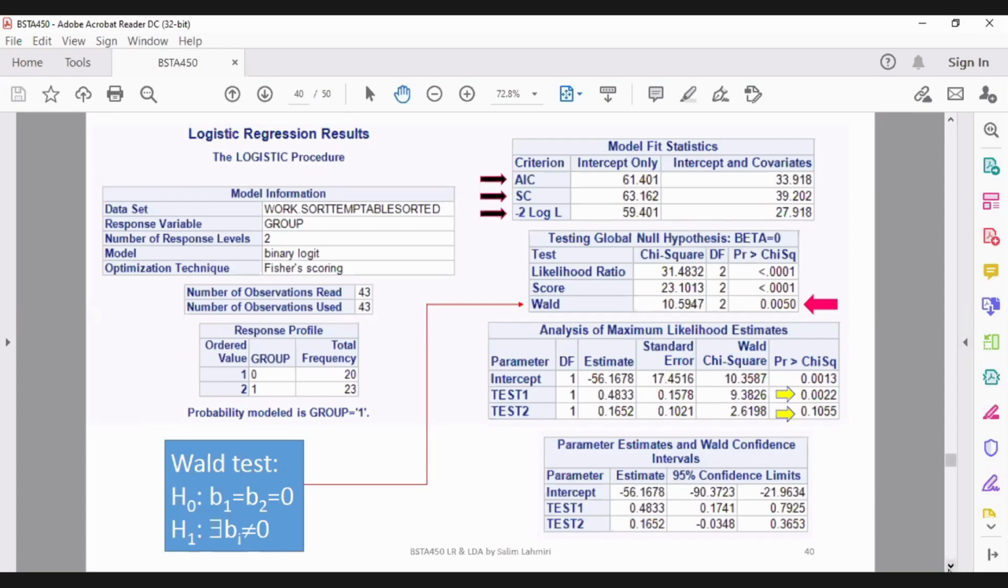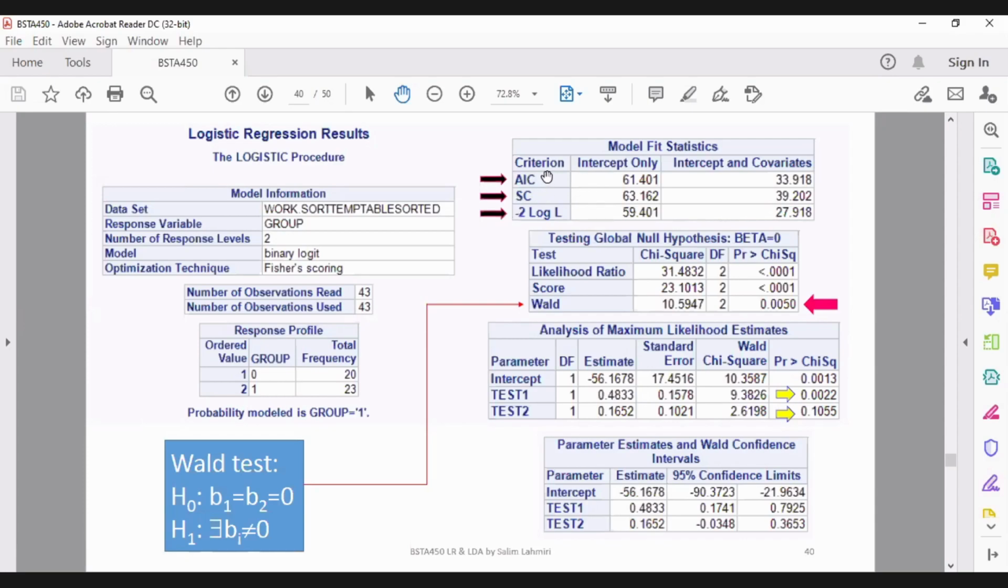Okay. So this is information regarding observations. Total number of observations is 43. So we got 20 observations from group 0 and 23 from group 1. We will go back later on.